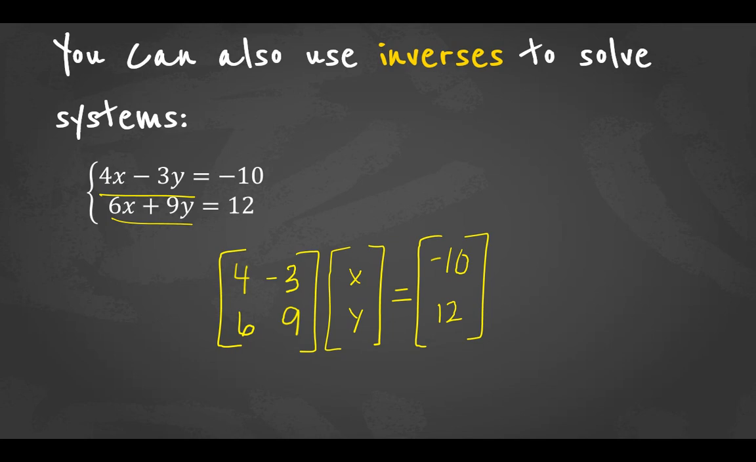Now, we talked two days ago, maybe, about inverses. And we can solve an equation. If the first one is A and the second one is B, we can solve the equation by taking the inverse of A times B.